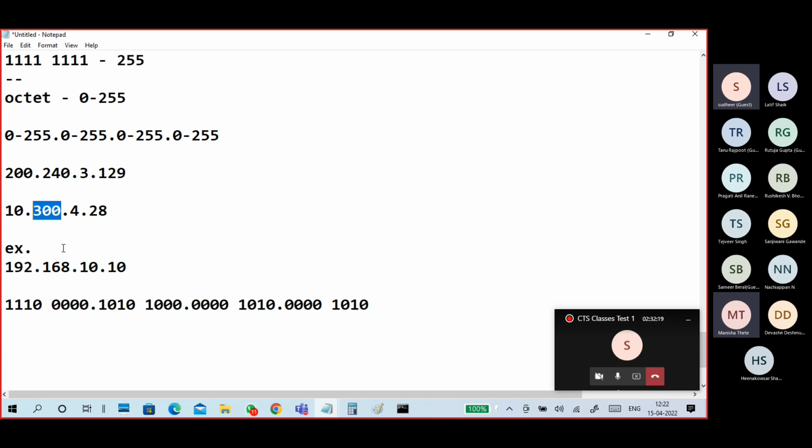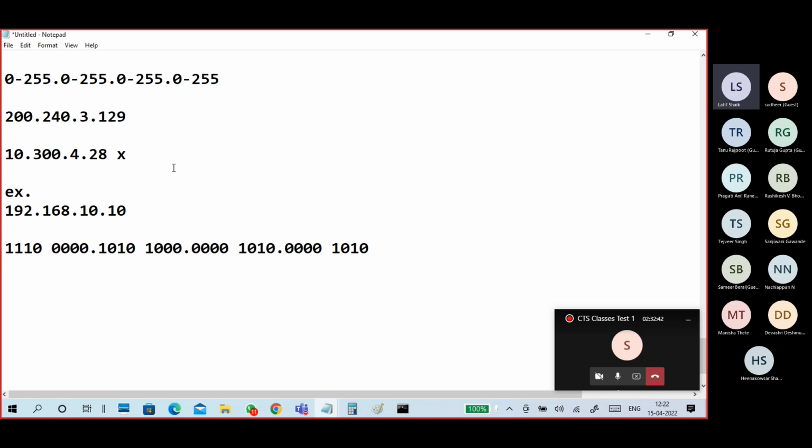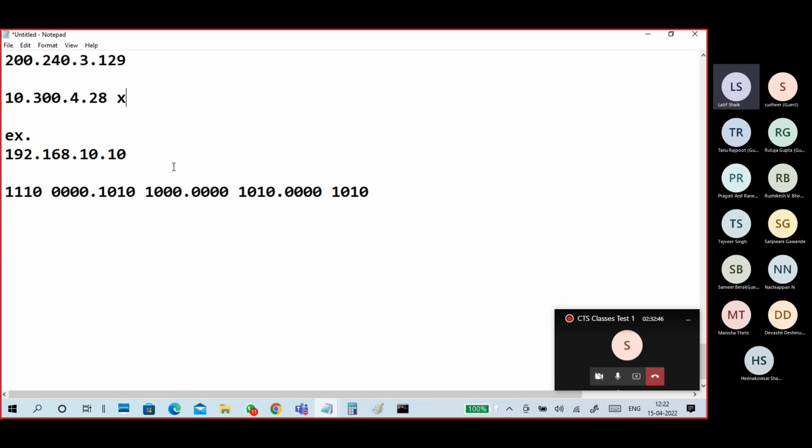It is greater than 255. 256, very good. More than 255, it is showing 300. So more than 255 means 256 itself is not a valid one, so you can't put a 256. When you put a 300, obviously it is invalid. So any octet, either one octet or multiple octets, more than 255, it is an invalid IP address. It's not even an IP address.